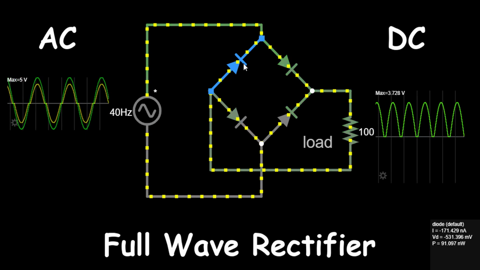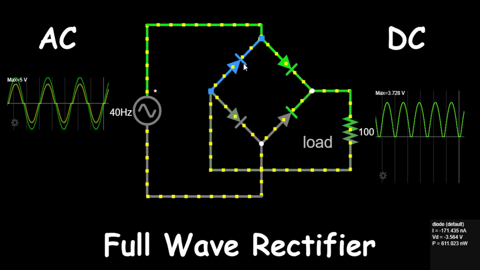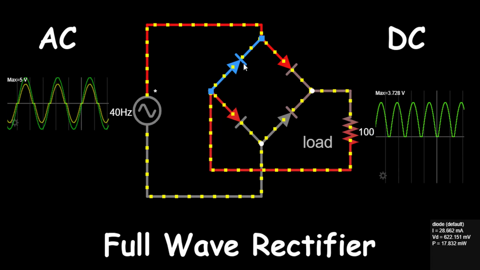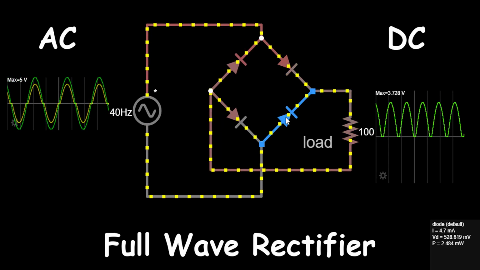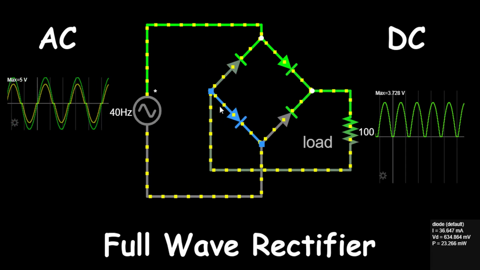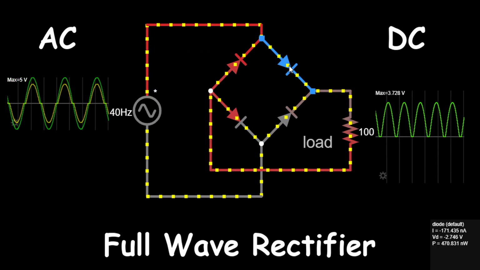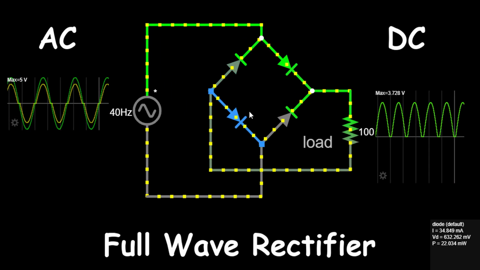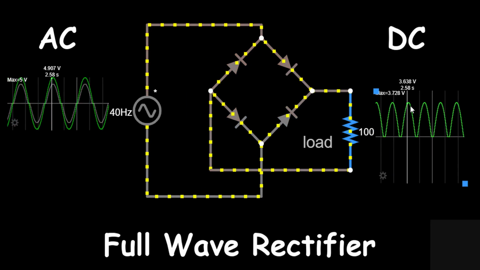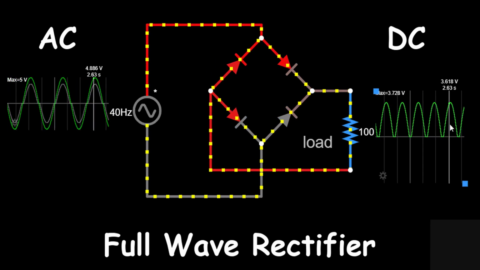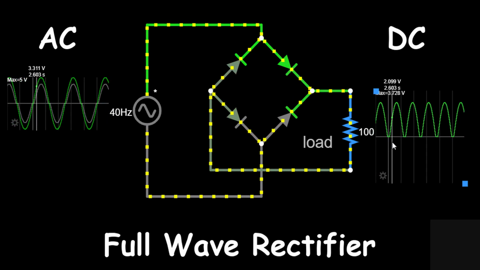The current then continues through diode D4 and back to the negative terminal of the AC source, which is now the upper end. During this time, diodes D1 and D2 are reverse biased and do not conduct any current. Even though the AC polarity has reversed, the current through the load resistor is still in the same direction. This is the key to full wave rectification.